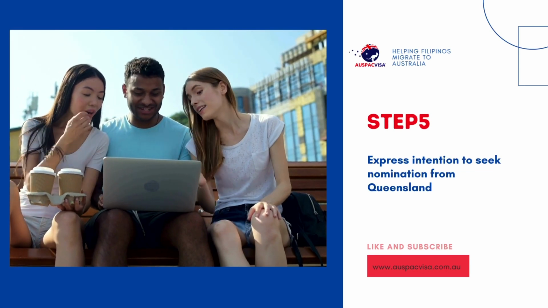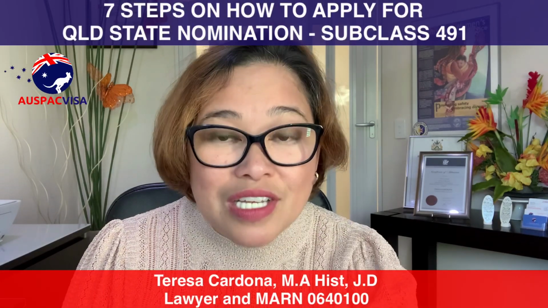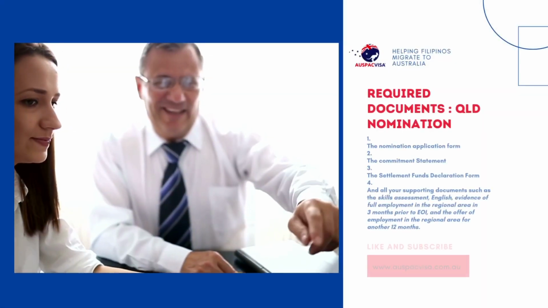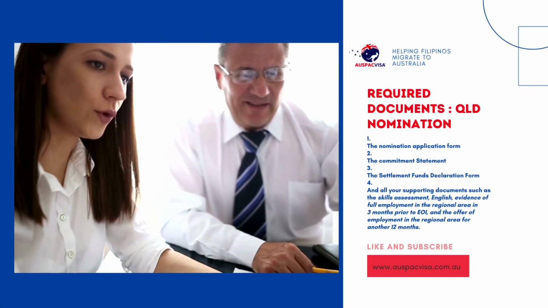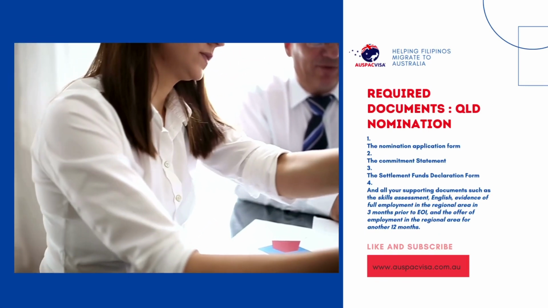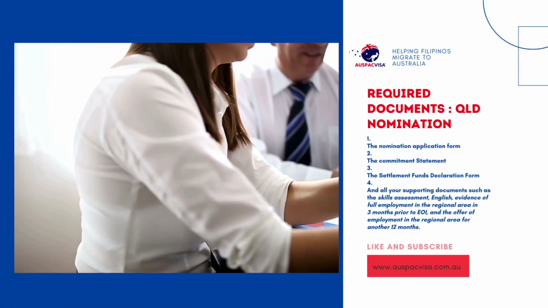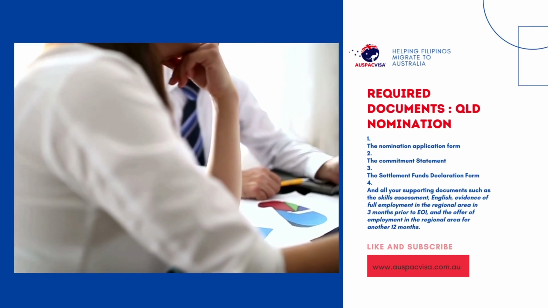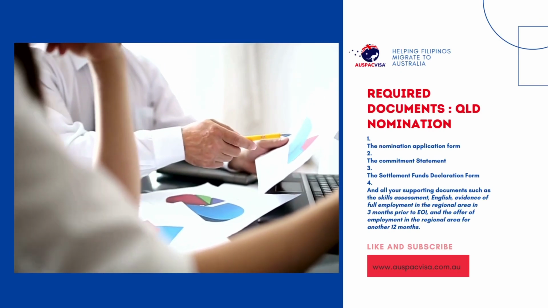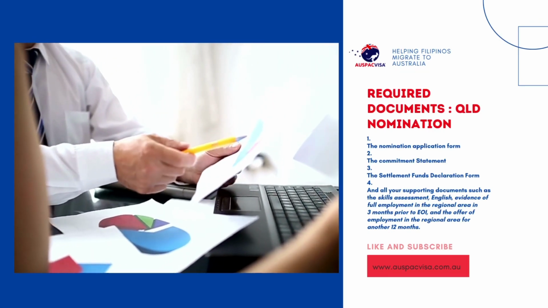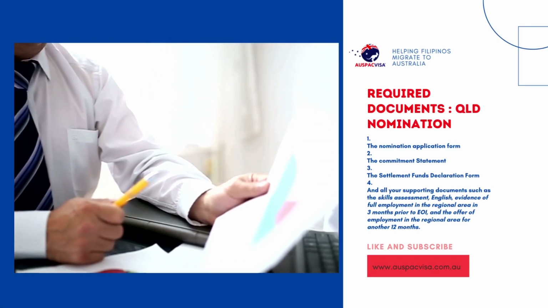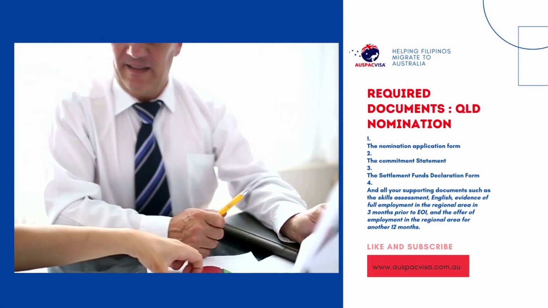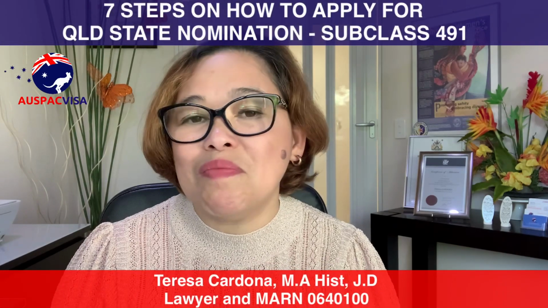If you are successful, you will receive an email invitation to lodge an application and be requested to provide the BSMQ required documents, including the nomination application form, the commitment statement, the settlement funds declaration form, and all your supporting documents such as the skills assessment, English, evidence of full employment in the regional area in the 3 months prior to EOI, and the offer of employment in the regional area for another 12 months.